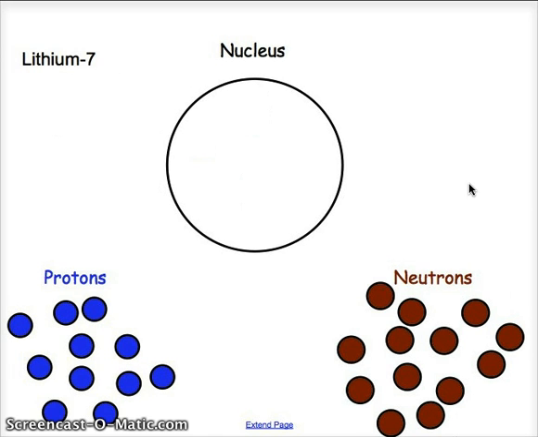Let's try another example. Here we're asked to make a model of the lithium-7 nucleus. We'll use our periodic tables to see that lithium has an atomic number of 3. Thus, we need 3 protons.